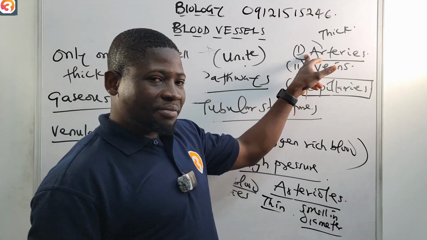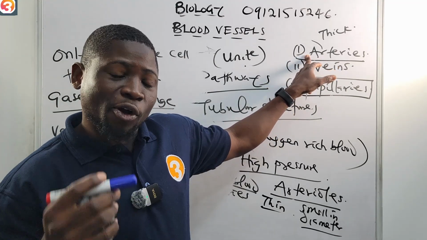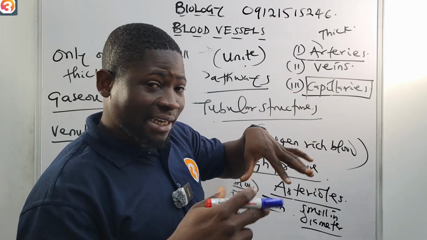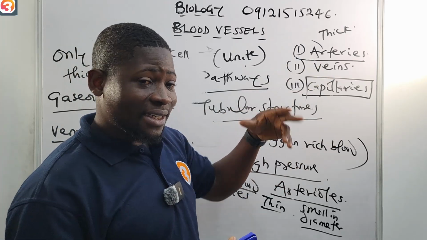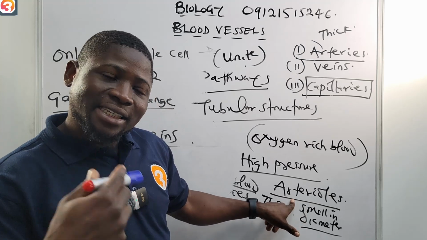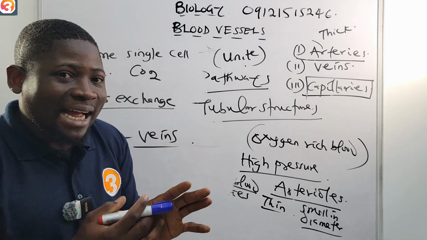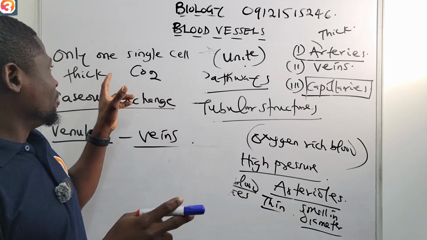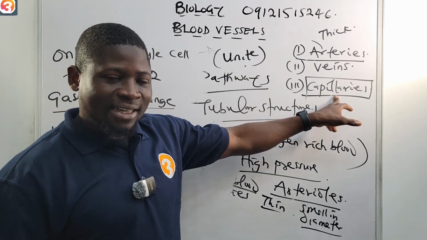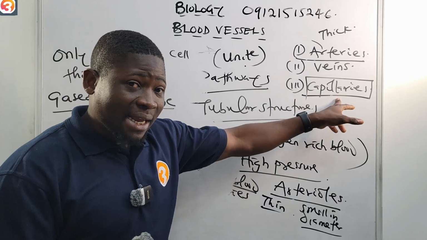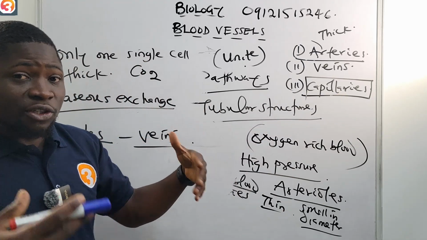The arteries carry oxygenated blood away from the heart. Then they begin to branch out as they reach closer to the cell and form what we call arterioles. These arterioles also begin to branch out until they get to a point where they are one single cell thick, the ones now called the capillaries. It's at the capillaries that gaseous exchange occurs.